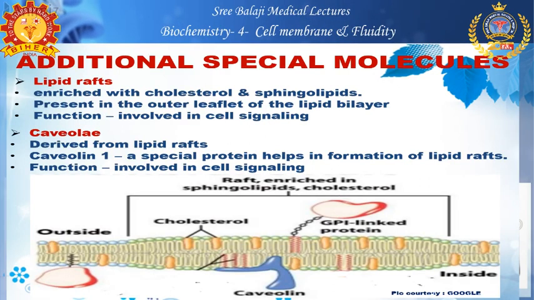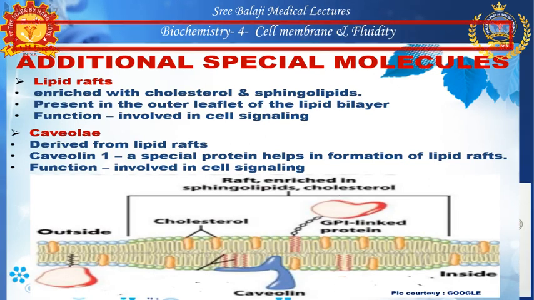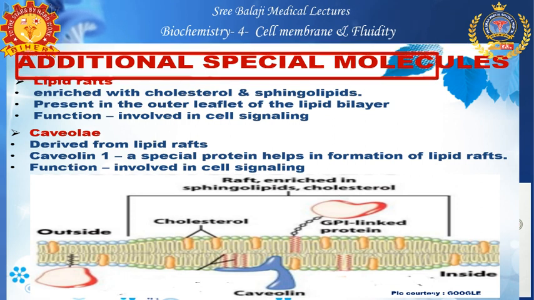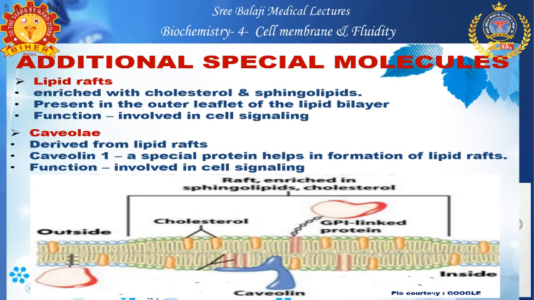Apart from these lipids, proteins and carbohydrates, there are also special molecules present in the cell membrane, which are known as lipid rafts and caveoli. Lipid rafts are enriched with cholesterol and sphingolipids, which are present in the outer leaflet of the lipid bilayer. The main function of lipid rafts is cell signaling. Caveoli are derived from the lipid rafts. It is a special protein that helps in the formation of lipid rafts. Its function is mainly cell signaling.